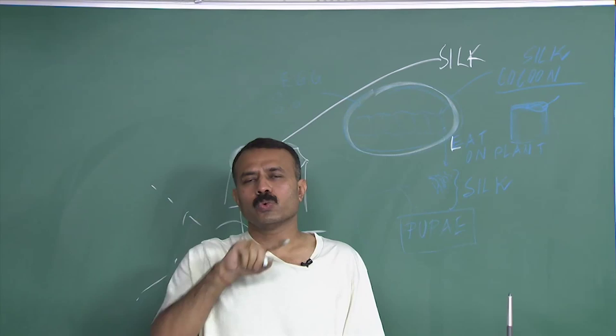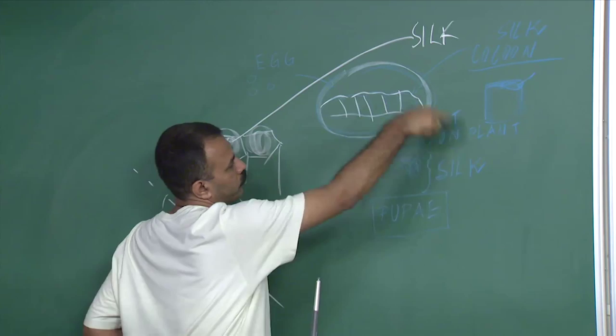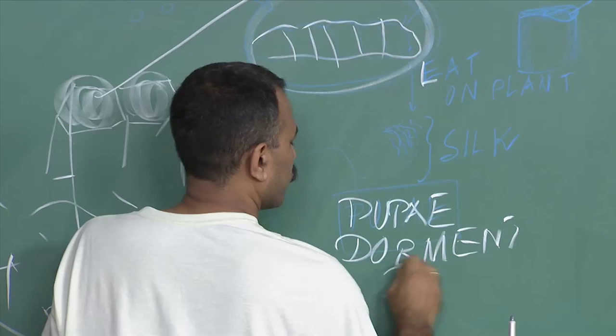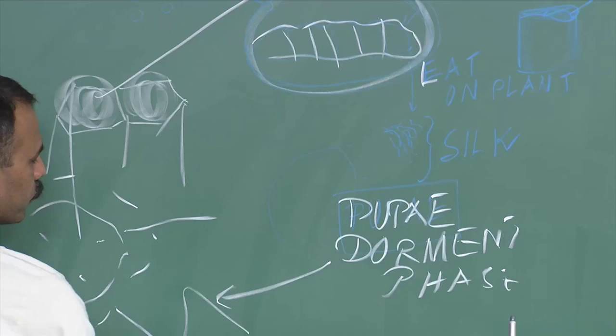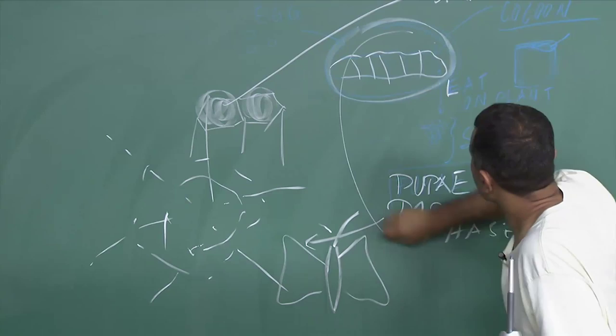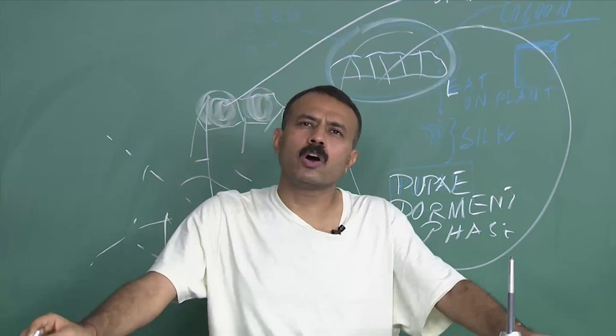Those insects which go through this 4-stage life cycle: the egg, followed by a larva, which I have shown here, followed by formation of the pupa, which is also called the dormant phase of their life. And then this emerges out as a butterfly. Okay. So, during this 4-stage life cycle, they secrete the silk material. And this material is nothing but a rich matrix of proteins embedded with a lot of elements and a few other organic molecules.